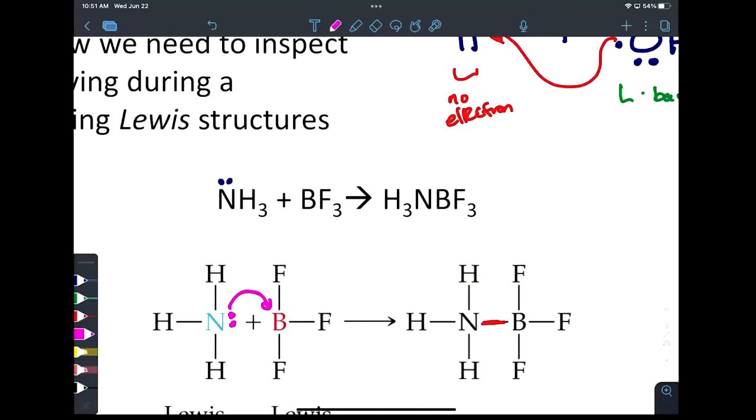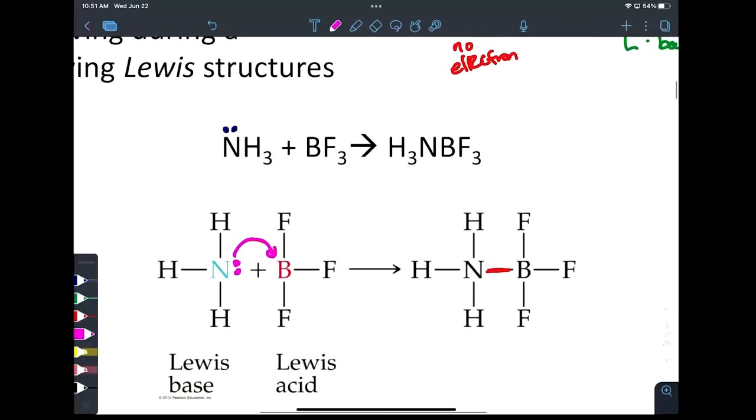And then boron is accepting the electrons. And so that's how we give rise to identifying what is a Lewis acid and what's a Lewis base. And so the answers are right there. Okay, base is the donor, acid is the acceptor.